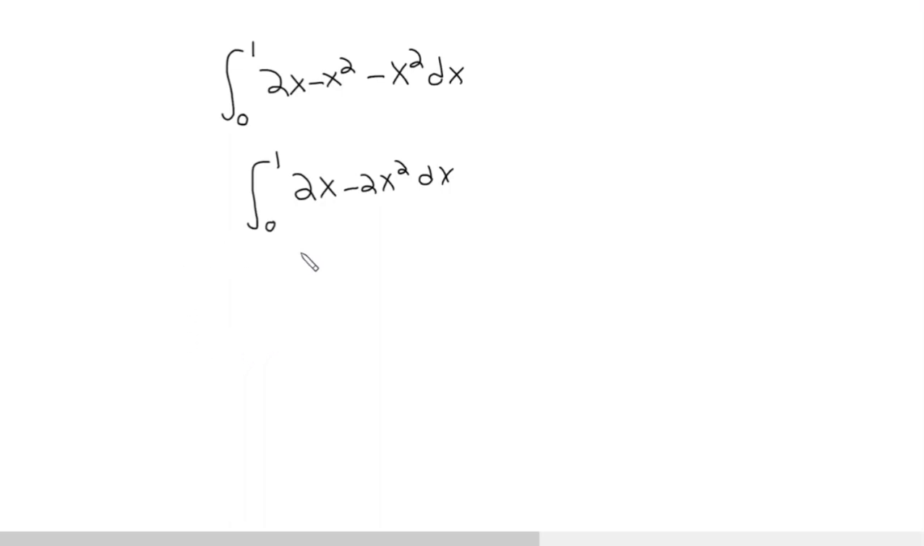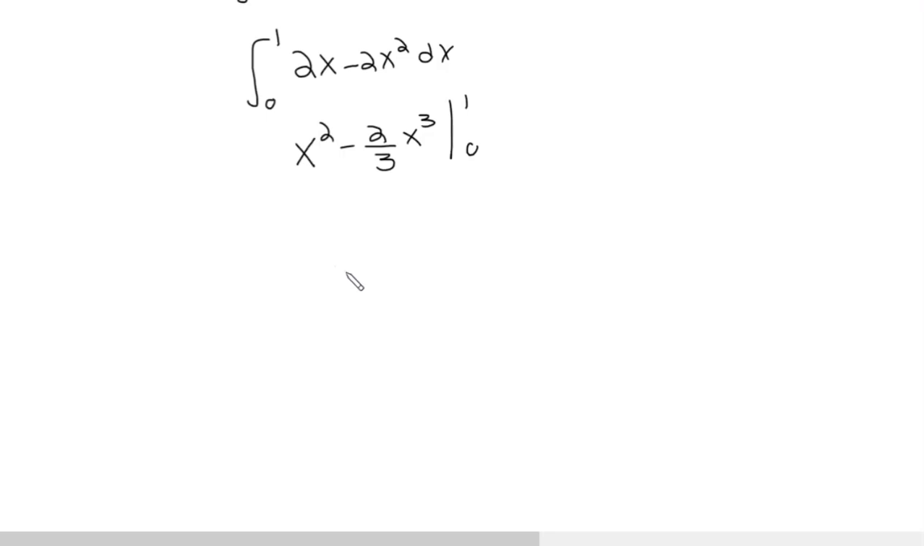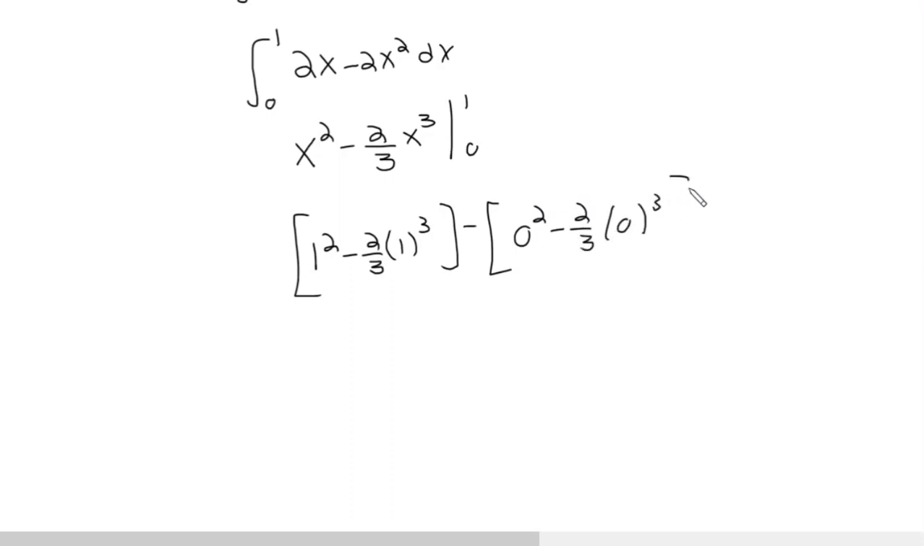So 2x minus 2x squared is going to become x squared minus 2/3 x cubed, and the limits of integration stay the same. So I would do 1 squared minus 2/3 times 1 cubed, minus 0 squared minus 2/3 times 0 cubed. So this is just 1 minus 2/3 minus 0 minus 0. And this becomes 1 minus 2/3, which is just 1/3. And that's my answer. My area is just 1/3.